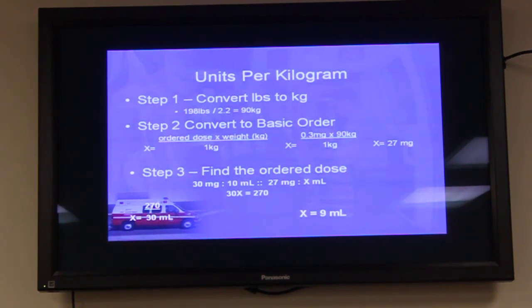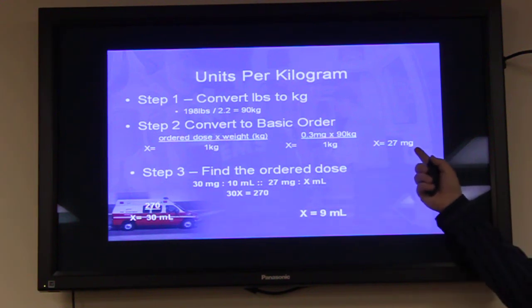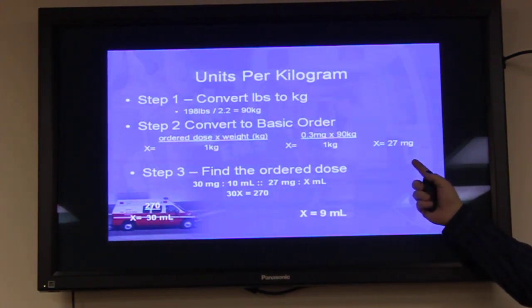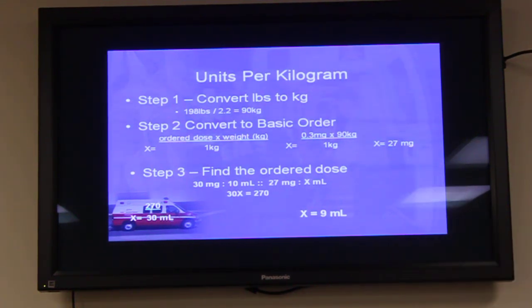Because remember, once we actually get up to the 27 milligrams, we're not done. Remember what I said just a few minutes ago, we can't actually see this medication. The only thing that we can see is the volume. So we're going to have to figure out how much of this fluid, how many cc's, how many milliliters we're going to have to draw up in order to equal that 27. And that's what we just did to come up with 9 milliliters.